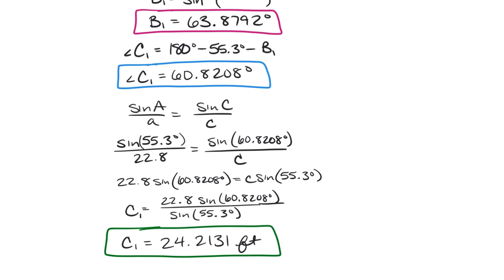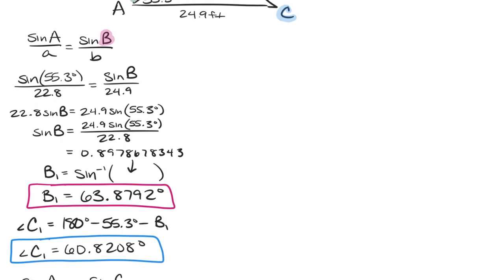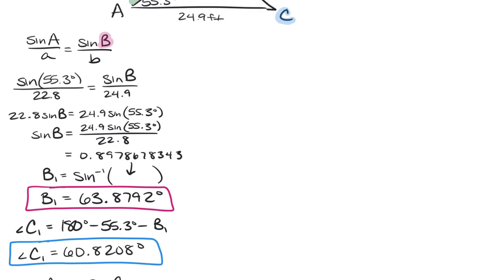Last class we would have stopped, but this class, because we started with the ambiguous case of the law of sines, we have to check to make sure there wasn't a second triangle. I still see some people writing, that's why I'm lingering. To check for the second triangle, we're going to take the B1.